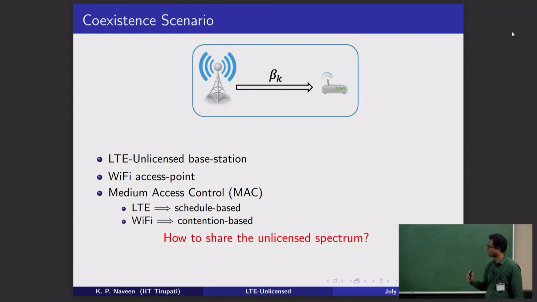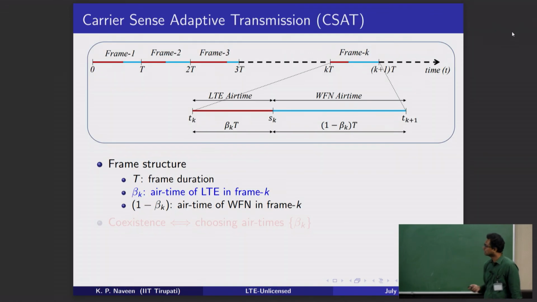Now the thing is, how can they share the available unlicensed spectrum? The simplest way is to duty cycle. Both are different technologies, and both can start duty cycling. So what we can decide is that LTE can choose to transmit for some amount of time in a frame. Time is slotted into frames, and within a frame LTE can go on and off, and during the off time Wi-Fi users will get some throughput.